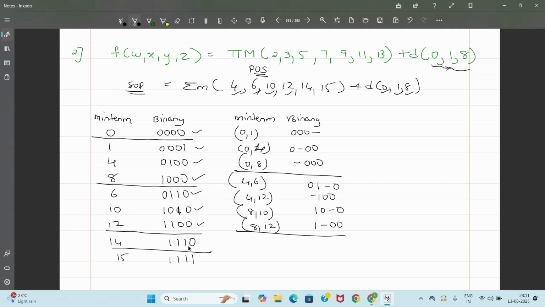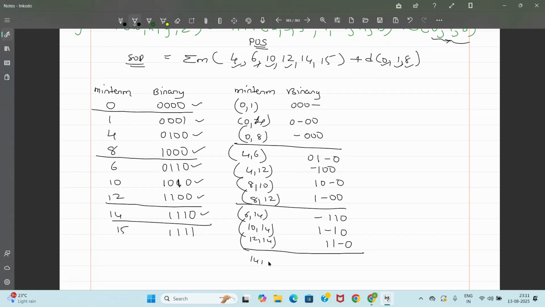Next, 6 with 14, yes, it can be combined. Dash 1, 1, 0. 10 with 14 can also be combined. 1 dash 1, 0. 12 with 14 can also be combined. 1, 1 dash 0. Okay. And then last is 14 with 15. It can be combined. 1, 1, 1 dash. So from the first column, all the numbers are used. I will go to the second column combinations and put the combined groups in the third column.